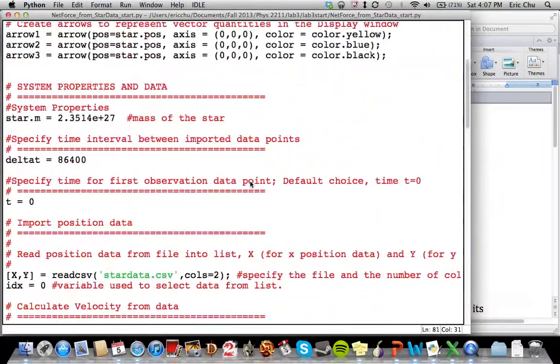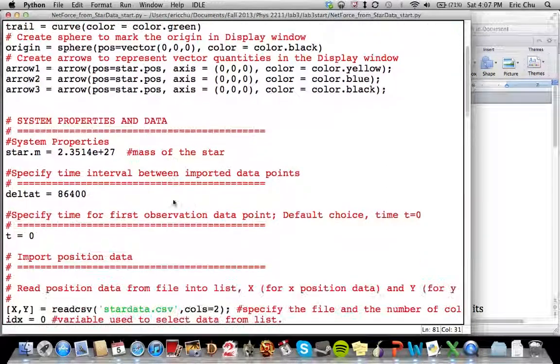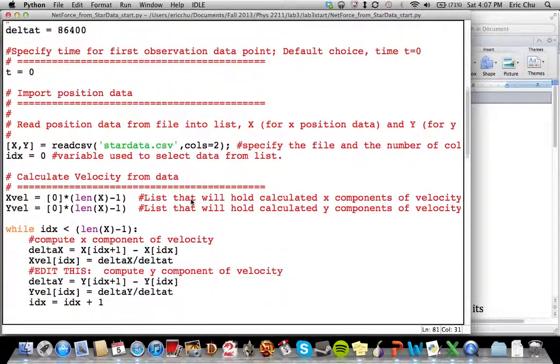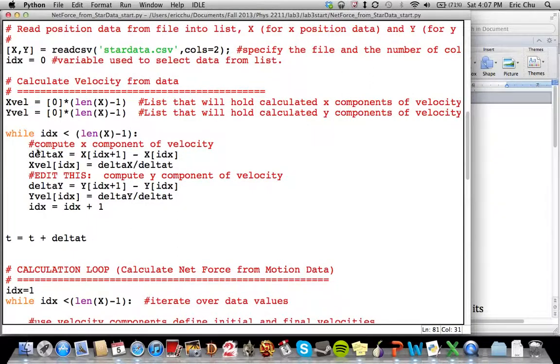So this is my code that I used to find the mass. We have our initial star mass, which is 2.3514 times 10 to the 27 kilograms, and our delta T is 86,400 seconds, or 1 day. Here is our loop that we'll be using.